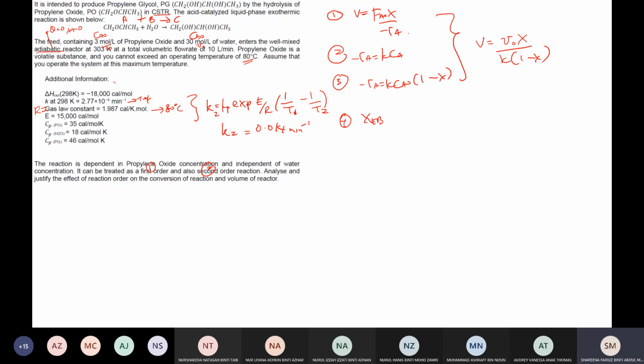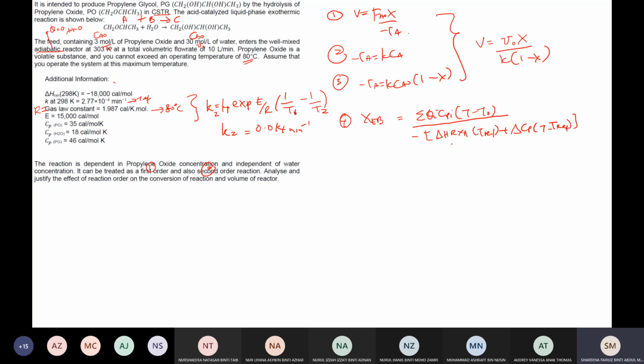Okay, this one is derived from the energy balance. So you need to be familiar with the equation. You have to know what equation is used. So this would be negative delta H_RXN at the reference temperature, plus delta Cp (T minus T reference).